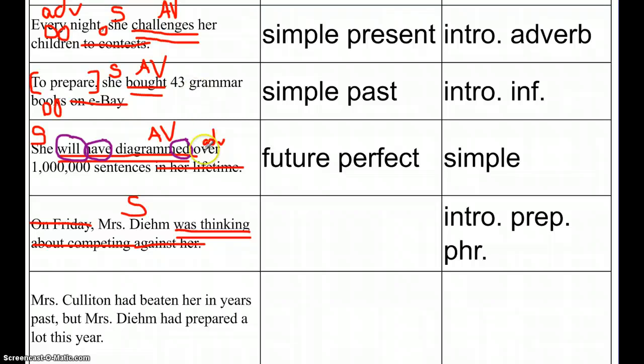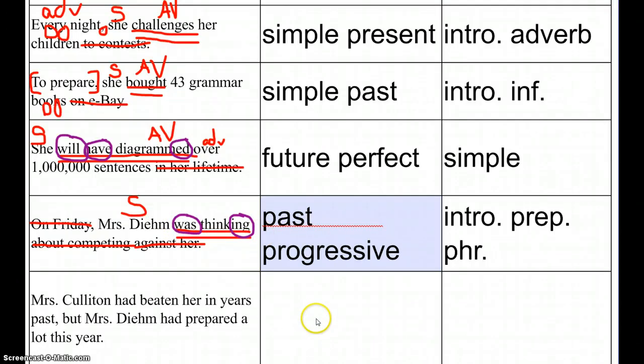Now I want to think of my clues. When I see a suffix ending -ing, and I have a helping verb, was, which is a form of be, I know that this is going to be progressive because of that. Now I have to decide, is it present progressive, past, or future? Well, was, something that was, is past. So this is a past progressive verb.